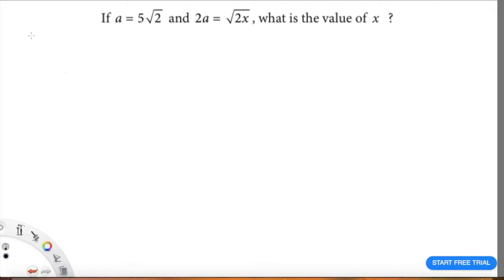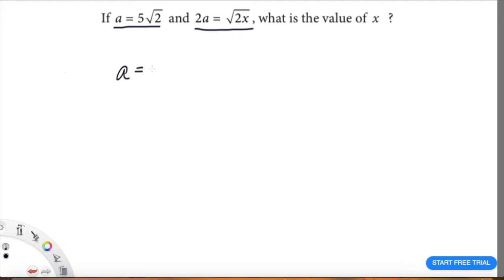Alright, as always with algebra, there are multiple ways to arrive at the same place. You could start a couple of ways, so maybe we'll look at both of them. The first method that might strike you is to simply take this information, a equals 5 root 2, and 2a equals the square root of the quantity 2x, and combine that information.